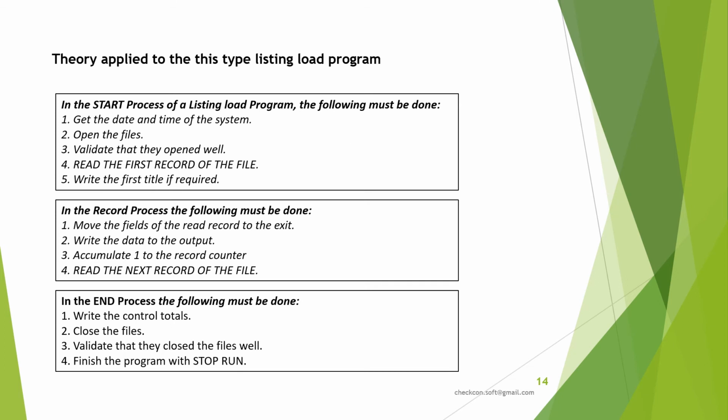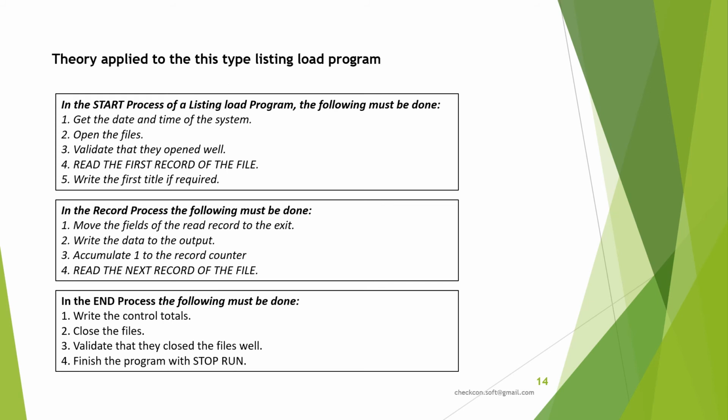Theory applied to this type of listing load program. In the start process of a listing load program, the following must be done. 1. Get the date and time of the system. 2. Open the files. 3. Validate that they opened well. 4. Read the first record of the file. 5. Write the first title if required.